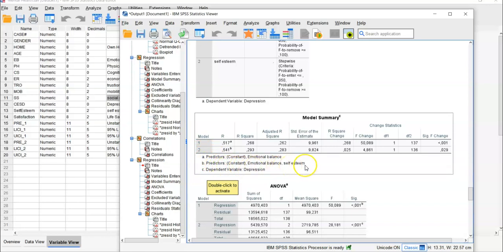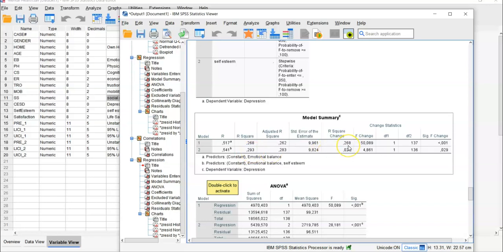Now self-esteem is also added. So in this model summary, you can find that R square increased. So when you use model two with the two factors, the R square increased. This means that you can explain about 29%, almost 30%, of the depression with two factors as a cause. So here you can see this is the summary of the two factors and how they explain this depression. And you can see here R square changes.